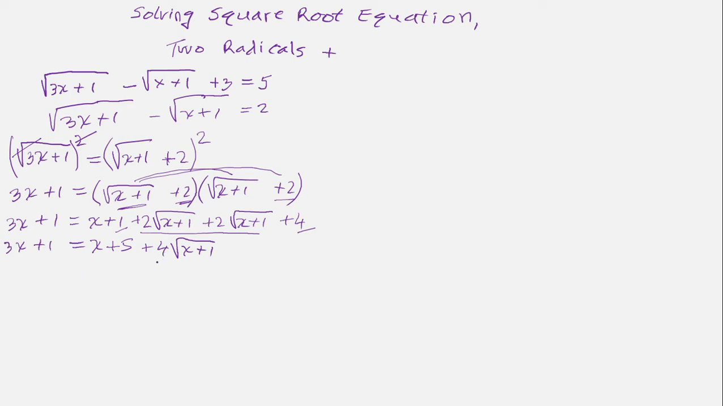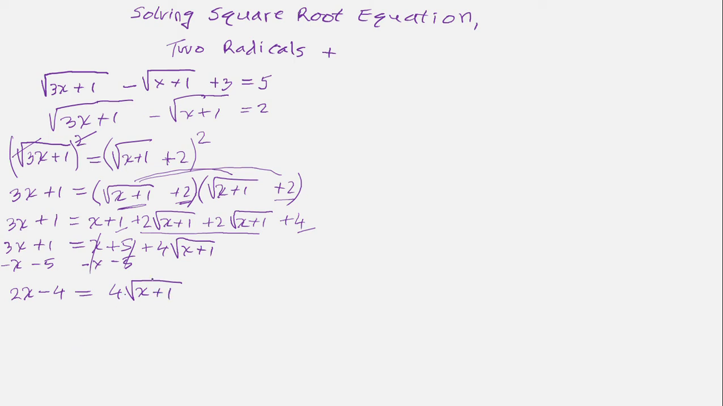So now what we need to do is again get the square root term by itself, move everything else over, and then once we square both sides, the root is going to be gone. So let's take away x. Let's take away 5. We are moving it to the other side. So these will be gone. 3x minus x is 2x. 1 minus 5 is negative 4. And then here we have 4 square root of x plus 1.